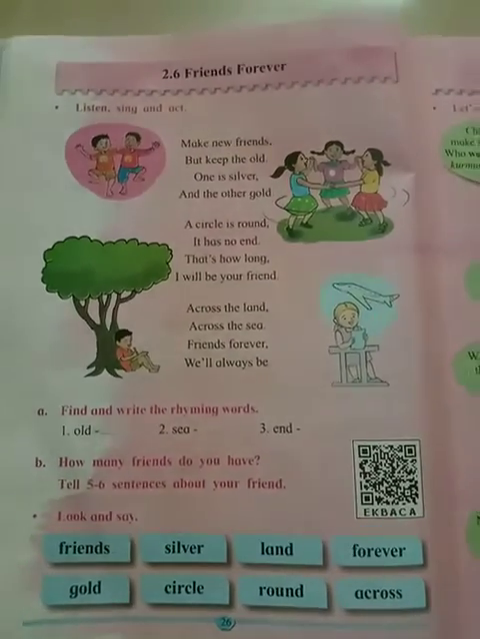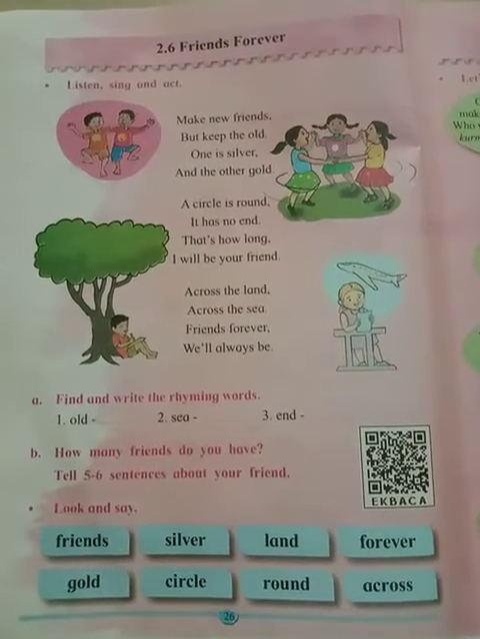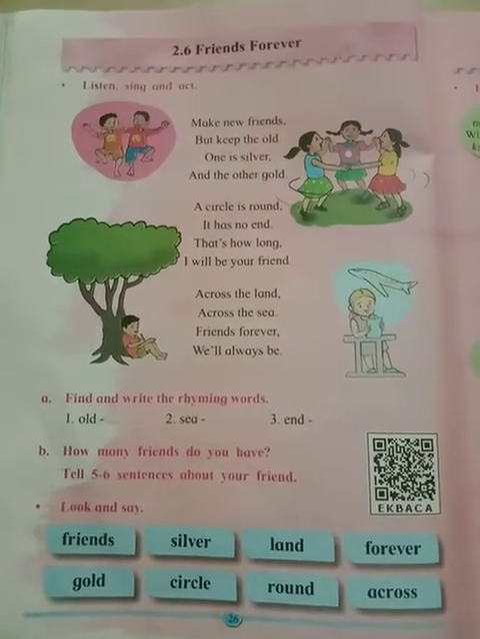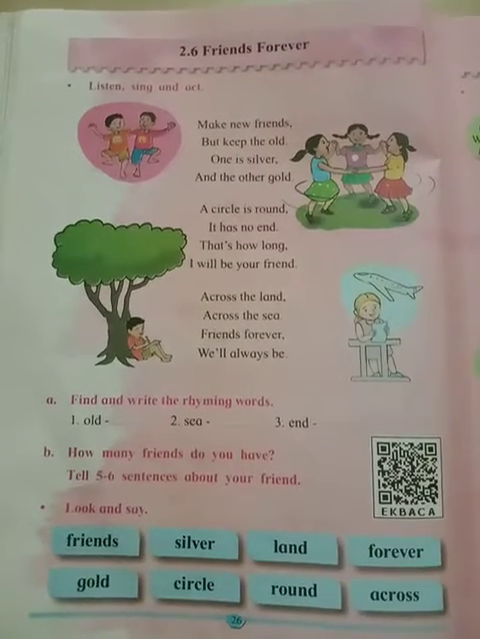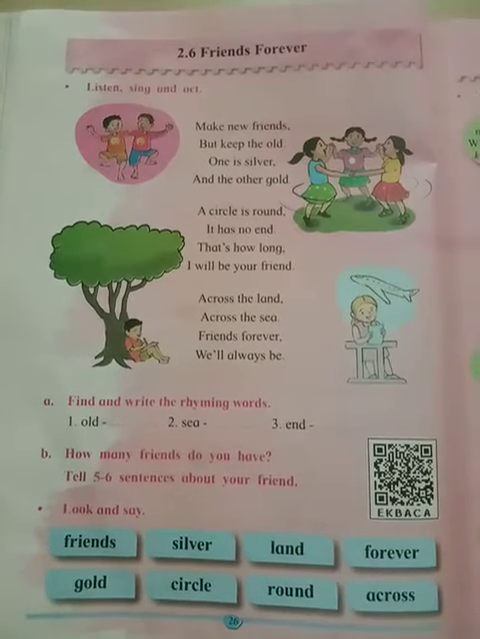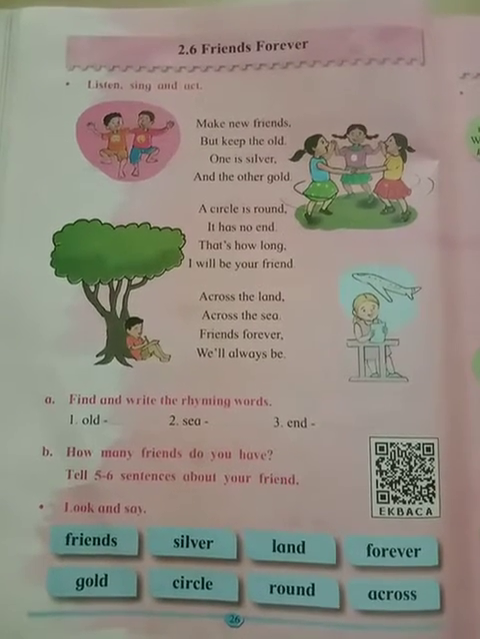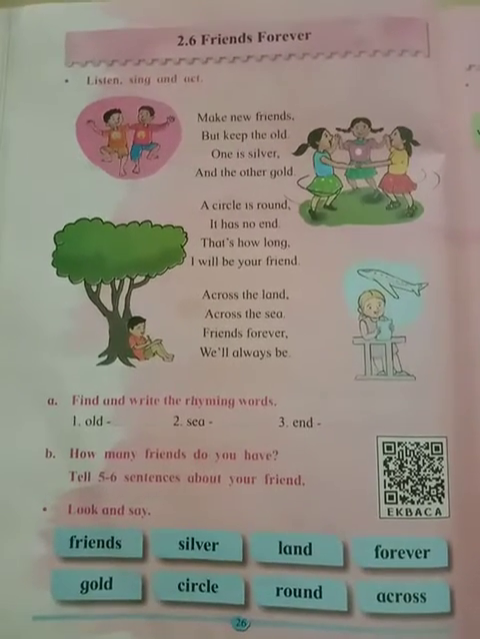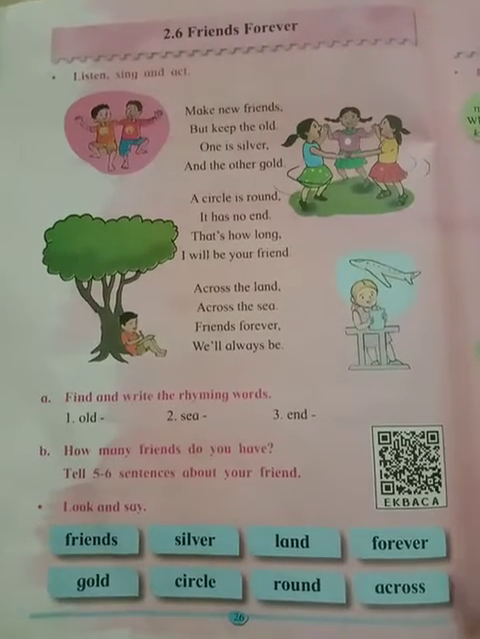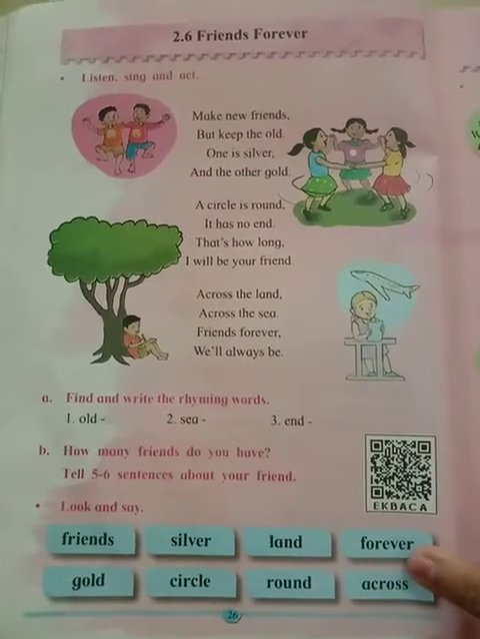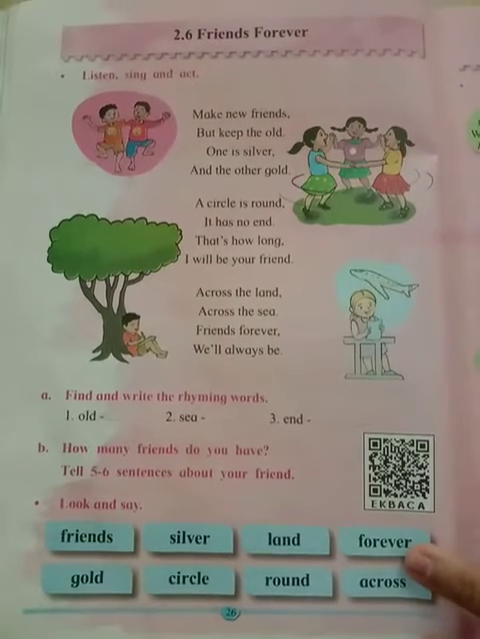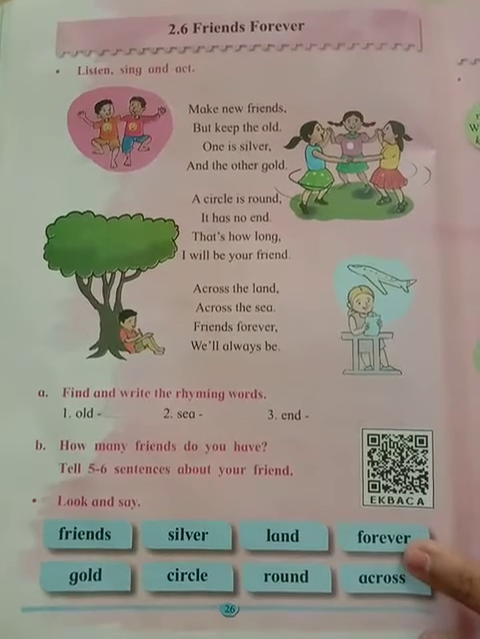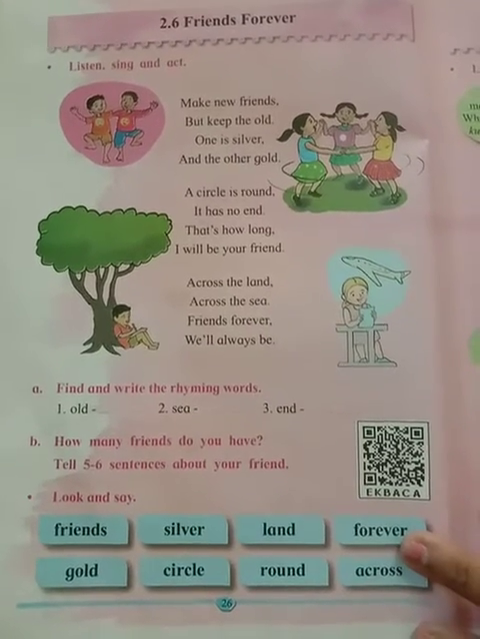Okay. Now see, across the land, across the sea. Across means beyond that. Across the land, ज़मीन जितनी दिखती है तुम्हारे आँखों को उसके भी आगे. देखो, तुम बाहर जाके देखो, जहाँ तक तुम्हारी आँखें जाती है वहाँ तक क्या दिखेगा? सिर्फ लैंड, सिर्फ ज़मीन दिखेगी. और अगर तुम सी शोर पे जाओगे, समंदर के बाजू में, तो सामने तुम्हारे आँखों के क्या दिखेगा? सिर्फ पानी. Water and water. So across the land and across the sea, friends forever we will always be.